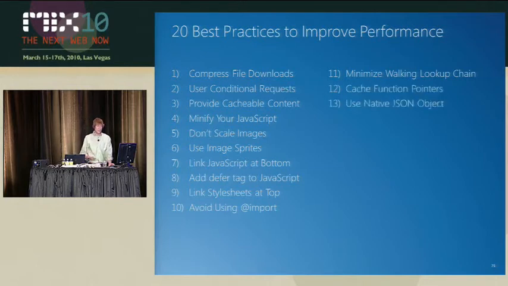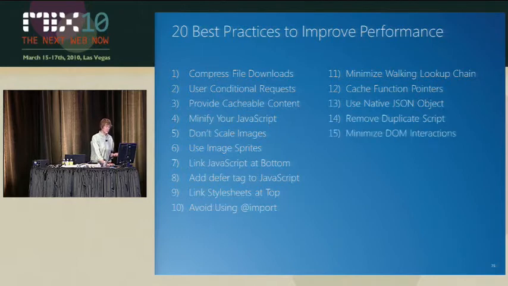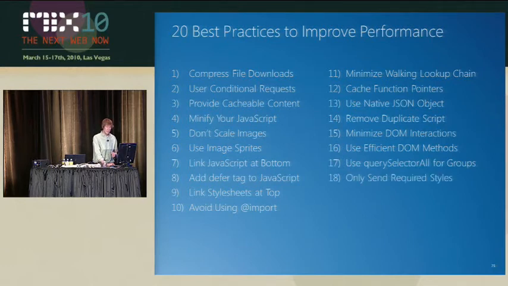Cache function pointers. Use the native JSON object or native objects whenever possible over other implementations. Remove duplicate scripts. Minimize your number of DOM interactions. Use the most efficient DOM APIs for any DOM access. Use querySelectorAll for groups of data. Only send required styles. Simplify selectors. And minimize page layouts.